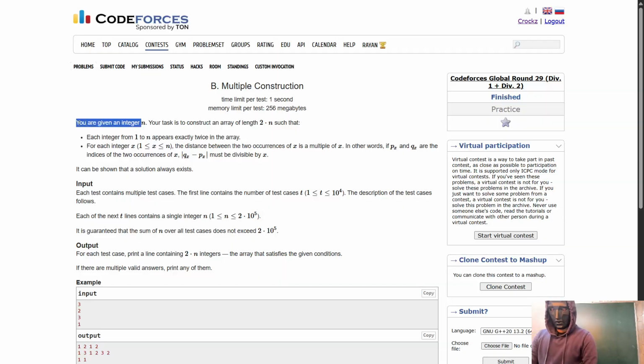You are given an integer n. Your task is to construct an array of length 2n such that each integer from 1 to n appears exactly twice in the array. Got it? For each integer x, where x is from 1 to n, the distance between the two occurrences of x is a multiple of x. In other words, if px and qx are the indices of the two occurrences of x, then the modulus of qx minus px must be divisible by x.